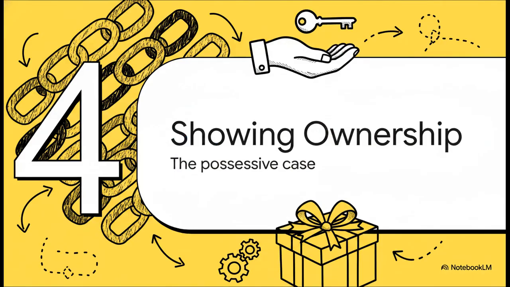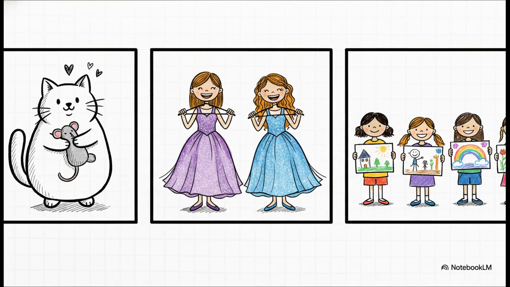Section 4. Showing ownership. The possessive case. We've talked about what nouns are, so let's shift gears and look at how nouns show relationships, possession, or ownership with the other words around them. The mechanics of possessive nouns all come down to apostrophes, and the rules depend entirely on the type of noun you're dealing with. If the noun is singular, you just add an apostrophe and an S, like the cat's toy.